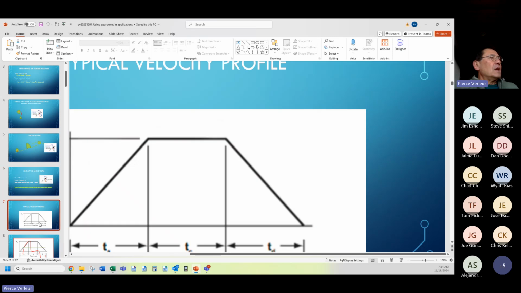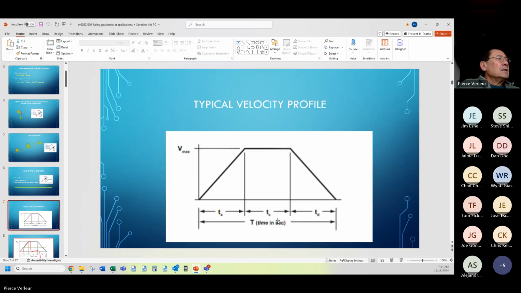So let's look at a typical velocity profile. Let's scale this back down too. In a velocity profile where we make a move, we have an acceleration, we have a run at speed, and we have a deceleration. As I said, in the indexing application where we're going from point A to point B as fast as possible, TC is 0. And TA and TD don't necessarily have to be the same.